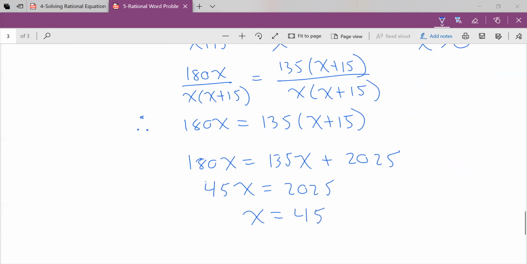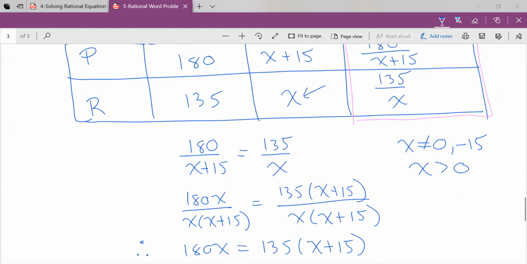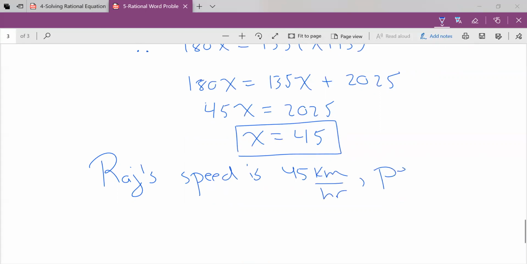I get 45. Okay. So what I'll see here is a lot of people just stop and say, okay, x is 45. No, did you answer the question? Let's go back. What did the question ask me? It asked me, what are their speeds? Okay, x is Raj's speed. So let's answer the question. Raj's speed is 45 kilometers per hour. Penny's speed is x plus 15, 45 plus 15, which is 60 kilometers an hour.